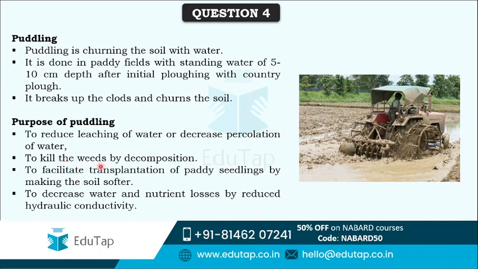Now we have other purposes of puddling also: to reduce leaching of water or to decrease percolation of water. Second, to kill the weeds by decomposition. Third, to facilitate transplantation of paddy seedlings by making the soil softer. So it also makes the soil softer. Next, to decrease water and nutrient losses by reduced hydraulic conductivity. So it also reduces the hydraulic conductivity to avoid the nutrient losses.